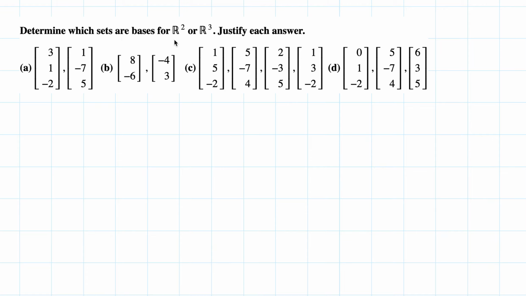Are these sets of vectors a basis for R2 or R3? Justify your answer. So, for the vectors to be a basis, the set should be linearly independent and the vectors should span. Three components means R3, and two components means R2. So we have to have two things.